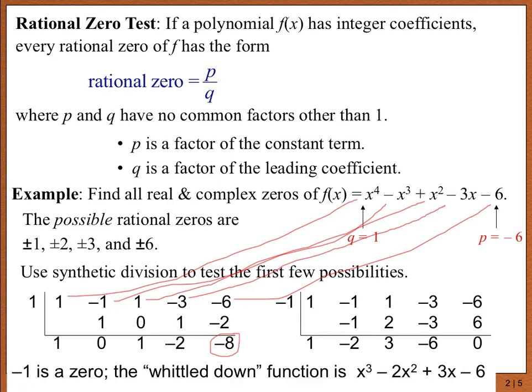-1 is a 0, and the whittled down function is x cubed minus 2x squared plus 3x minus 6. Alright, let me explain what I mean by whittled down.